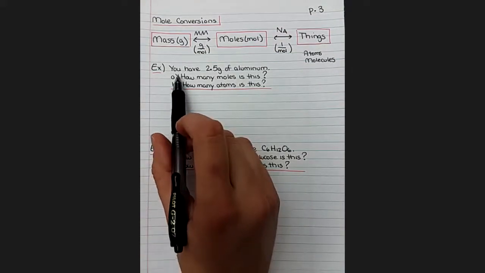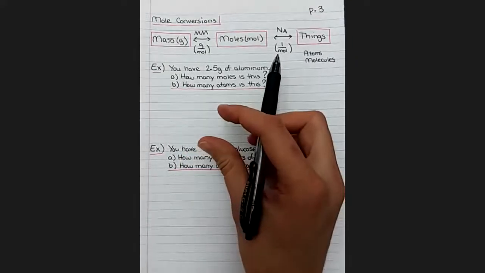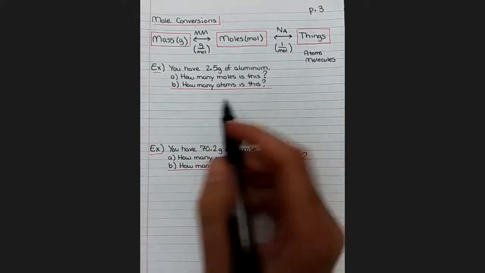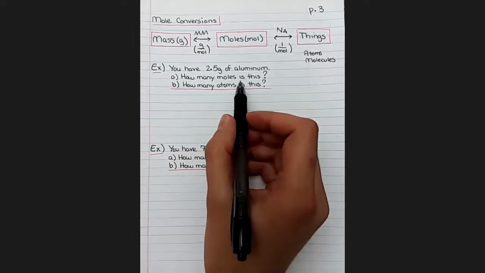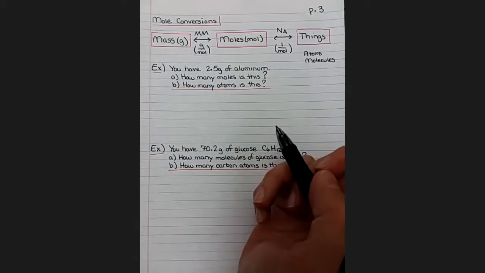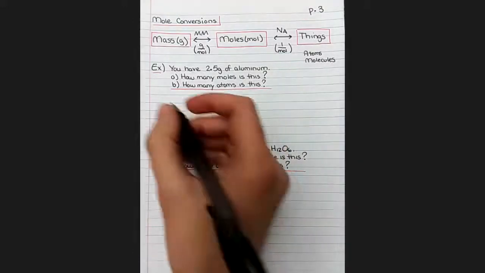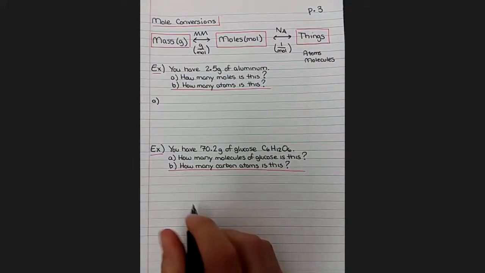So first, you have 2.5 grams of aluminum, probably about this much aluminum foil wrapped into a ball. Sounds about right. So in that mass, how many moles of aluminum is this? And how many atoms of aluminum is this? So if you think you can solve this one on your own, go ahead and pause the video here, and then you can play it when you're ready to see the answer.